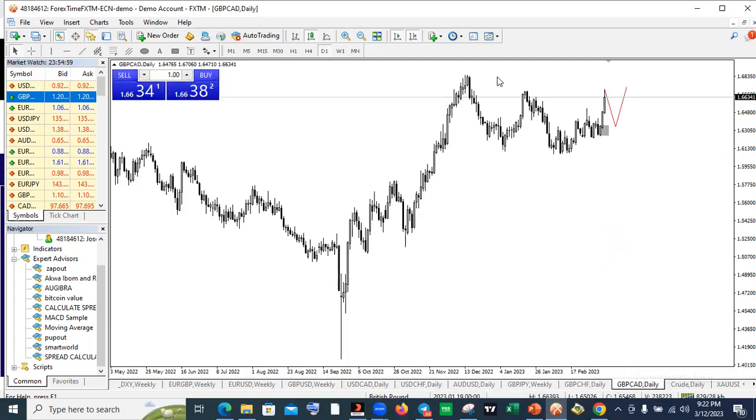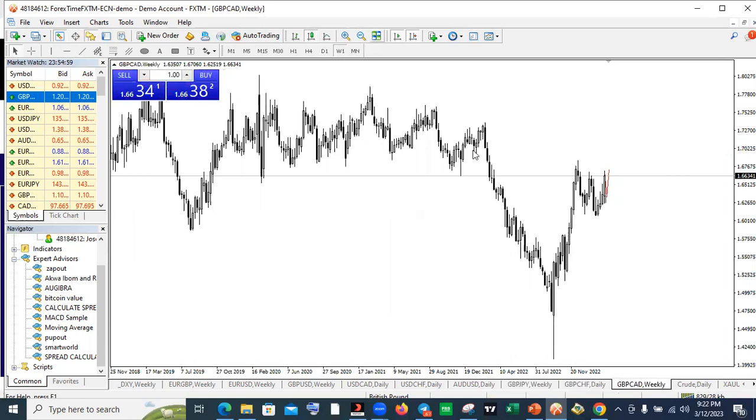On GBP CAD, we are expecting the British pound. What happened last week? We are expecting British pounds and Canadian dollar.